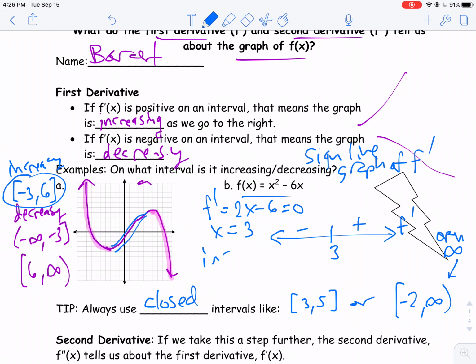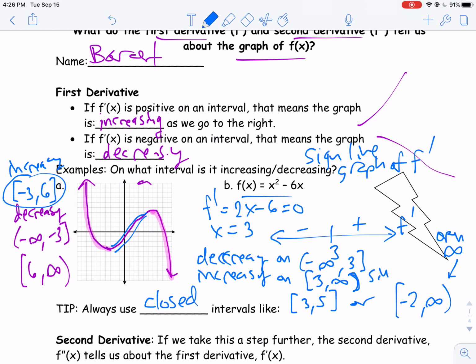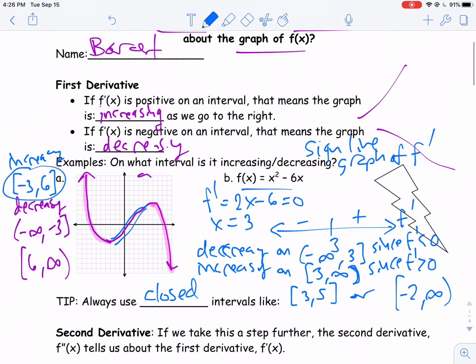So this function is decreasing on the interval from -infinity to 3, because my first derivative is negative. And we are increasing where my first derivative is positive, from 3 to infinity. We want to always have these kinds of justifications. It's increasing because my first derivative is positive, and decreasing because my first derivative is negative. Okay, so that's the first derivative.